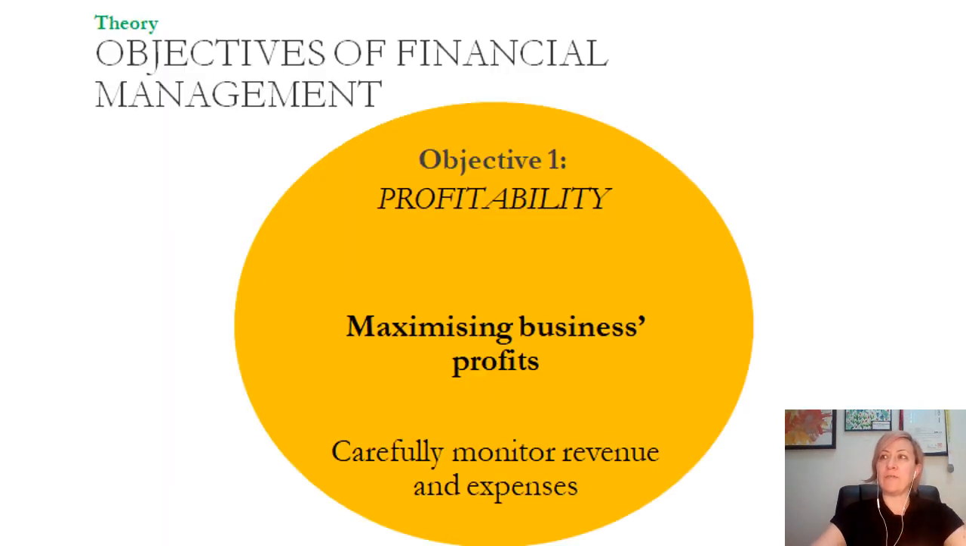So if we start looking at the first one, so objective 1 is profitability. Now this is, I guess, the one that most businesses want to achieve. You want to maximize your business's profits, and you've got to think about how you're going to do that. You're obviously going to monitor the revenue, so the sales that come into the business, and then you're also going to try to minimize your expenses so you can actually get the maximum profit within the business.